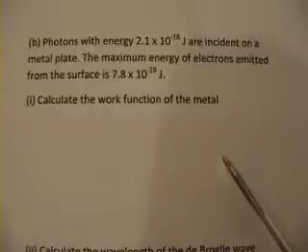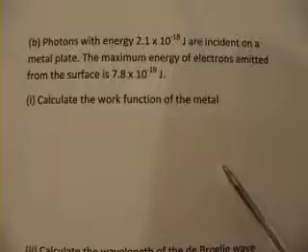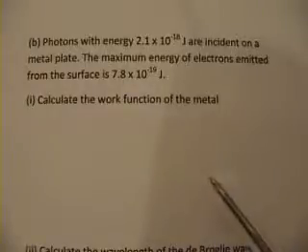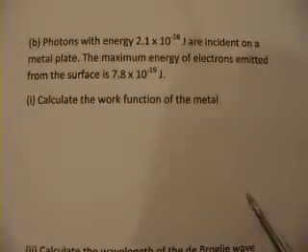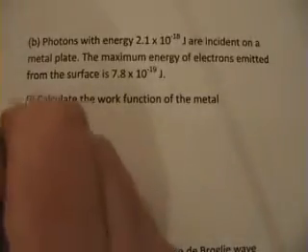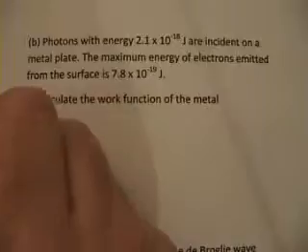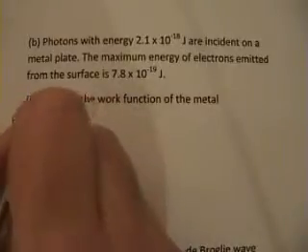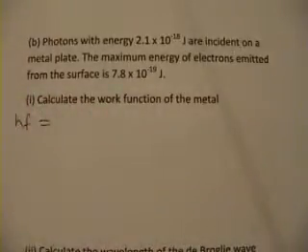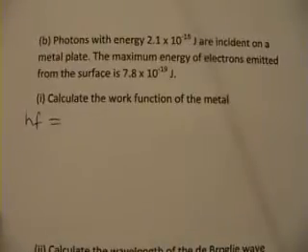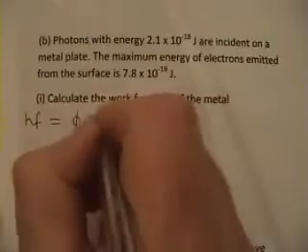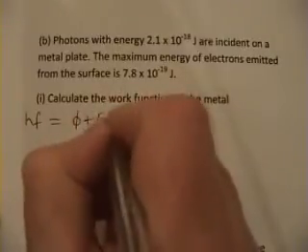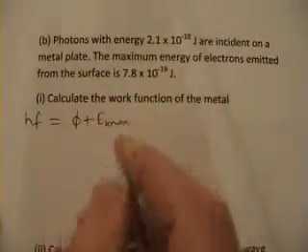Now if we write down the full equation, it's probably making things more complicated than it needs to be. But let's imagine we were in an exam, we weren't quite sure, and we were looking at the data sheet to use the formulas we're familiar with. It's on the data sheet: hf equals phi plus EK max.